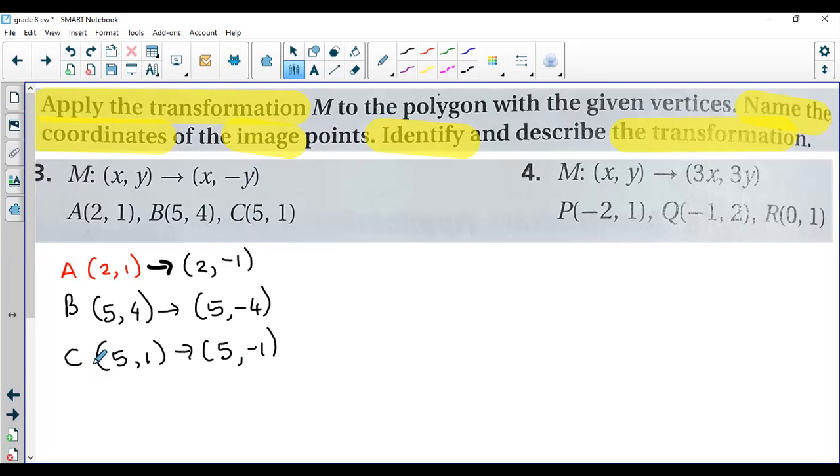So from this you need to understand that it is a reflection. You have to, of course, identify and describe the transformation. So reflection across which axis? You have to write the axis. So here all the values of y are negative, which means there is a reflection across the x axis.